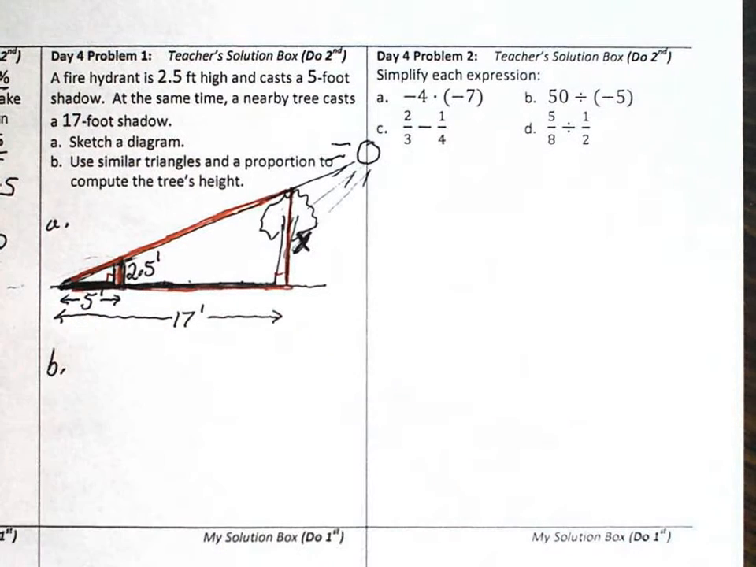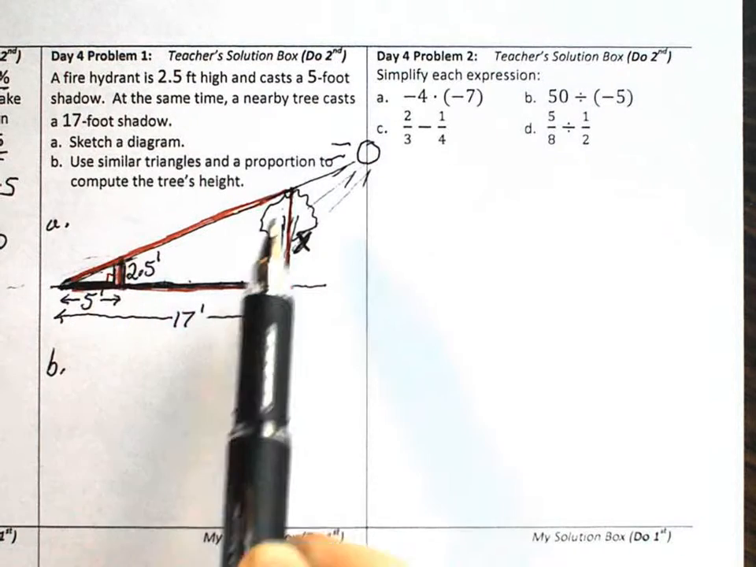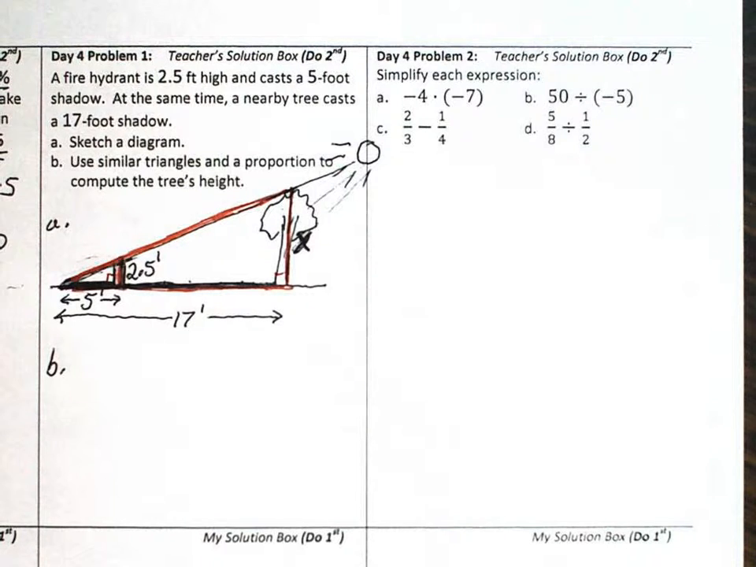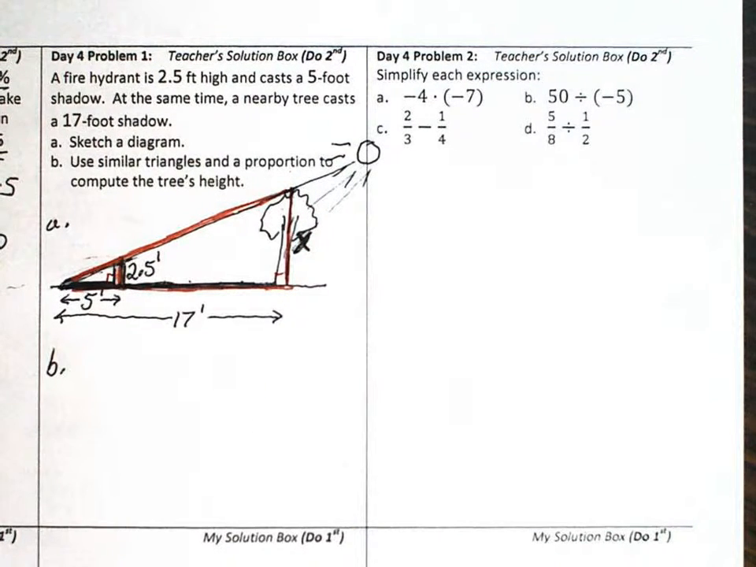Now in part B, use similar triangles and a proportion to find the tree's height. Our diagram shows the similar triangles. We have a small right triangle. We have a larger right triangle. They are similar in shape. Okay? And we're told to use a proportion to find the tree's height. So let's create a proportion from those similar triangles.